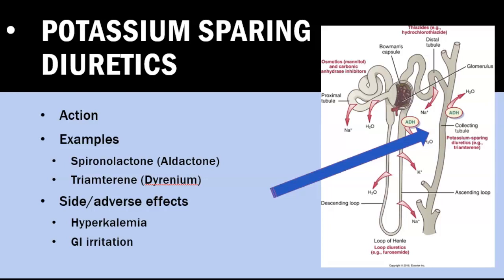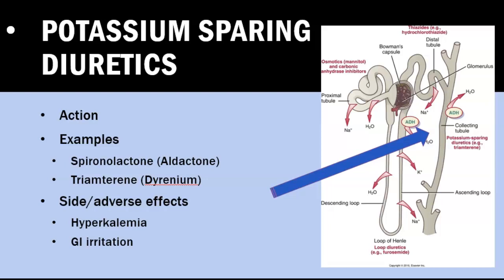Side effects, we just talked about it, hyperkalemia, and especially if the patient is taking a potassium supplement, you need to be careful with that because that can cause them to go into hyperkalemia. Nausea, vomiting, diarrhea, and anorexia, so make sure to take this with foods. You can have weakness and dizziness, headache, rash, and photosensitivity.